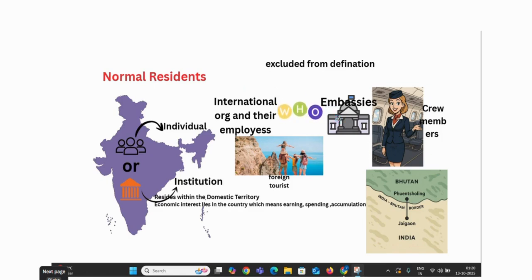If embassies are not under domestic territory, likewise employees of the embassies out of India are also not included in the definition of normal residents. Crew members of foreign vessels, like an Emirates aircraft crew member, that is an air hostess of Emirates airline, who has landed in Delhi for a few hours and will be leaving for her own country in a few hours, is also not considered a normal resident.